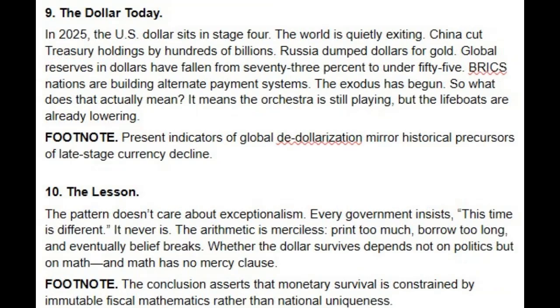9. The dollar today. In 2025, the U.S. dollar sits in stage 4. The world is quietly exiting. China cut treasury holdings by hundreds of billions. Russia dumped dollars for gold. Global reserves in dollars have fallen from 73% to under 55%. BRICS nations are building alternate payment systems. The exodus has begun. So what does that actually mean? It means the orchestra is still playing, but the lifeboats are already lowering. Footnote: Present indicators of global de-dollarization mirror historical precursors of late-stage currency decline.